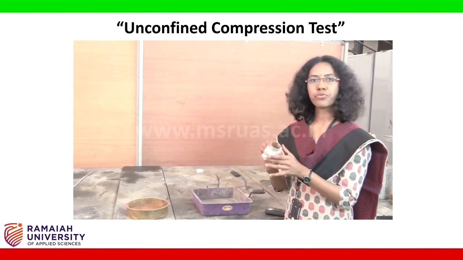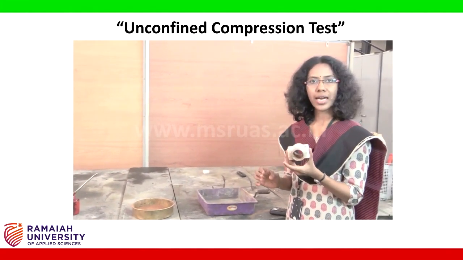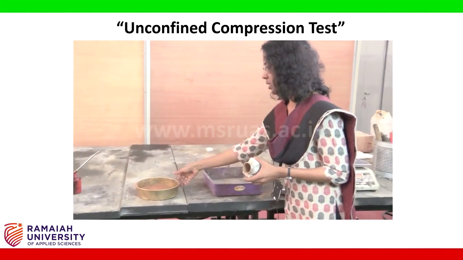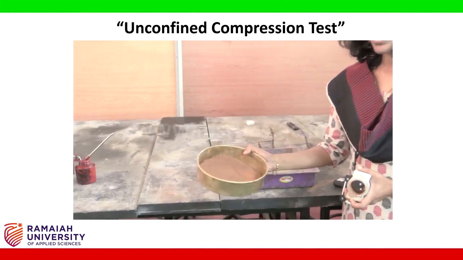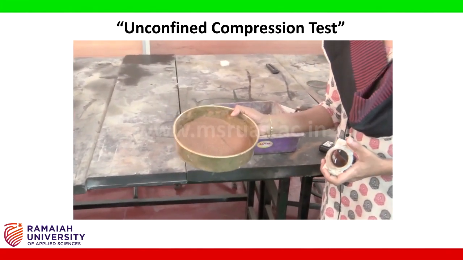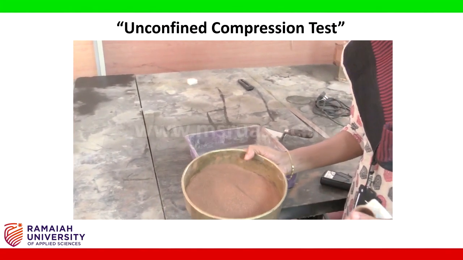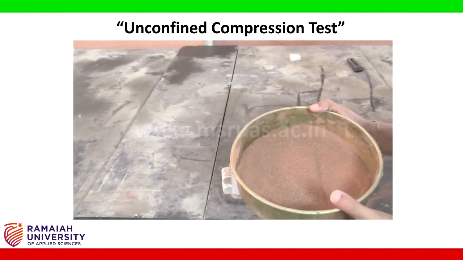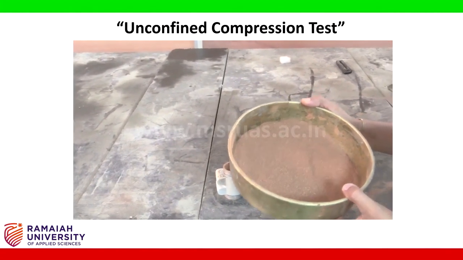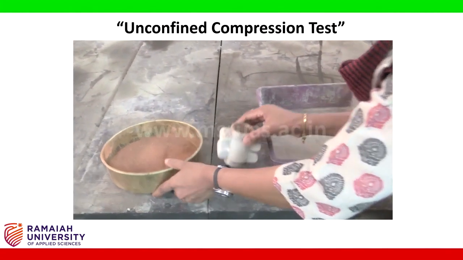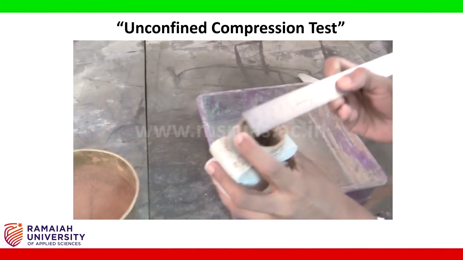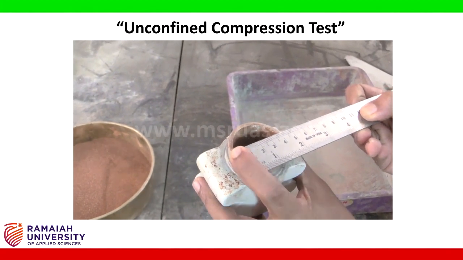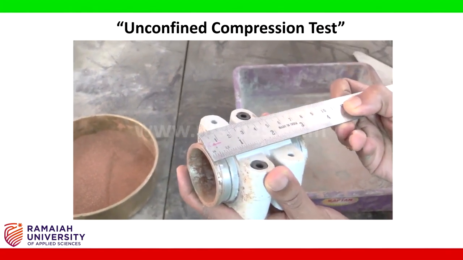So we have to first find out the weight of the dry soil sample which is going to fill this mold. Now we are using this soil sample whose dry density we have found out from the Proctor compaction test. The dry density of this sample is about 1.7 gram per cc or 17 kilonewton per meter cube. The dimensions of the mold are a diameter of 3.8 centimeter or 38 mm, and the height is 76 mm.